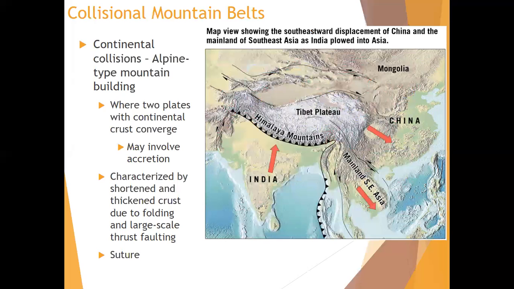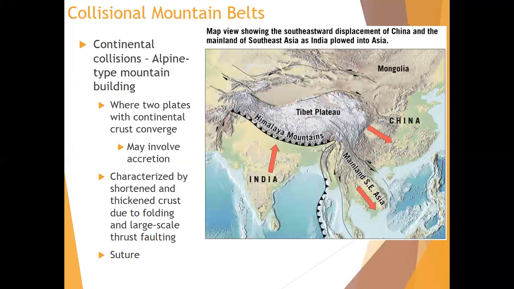Where these two things come together is called a suture. So sutures are where your two continental plates become welded, sewn together. There may actually be portions of the oceanic crust that are crushed inside of there that can be used to help identify the exact suture location.